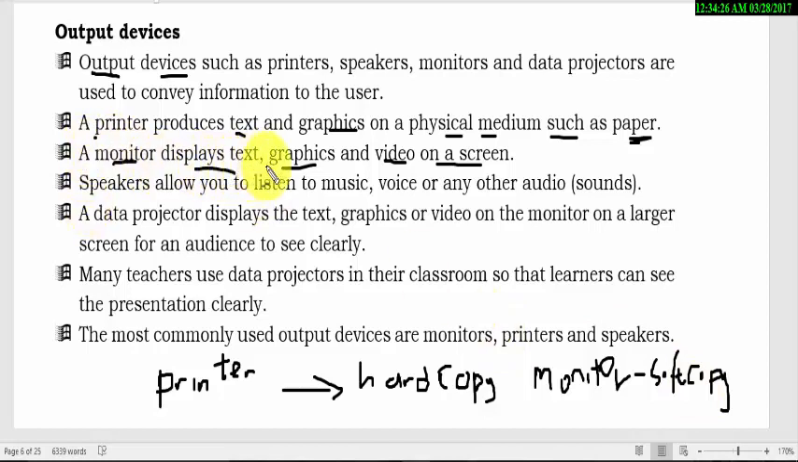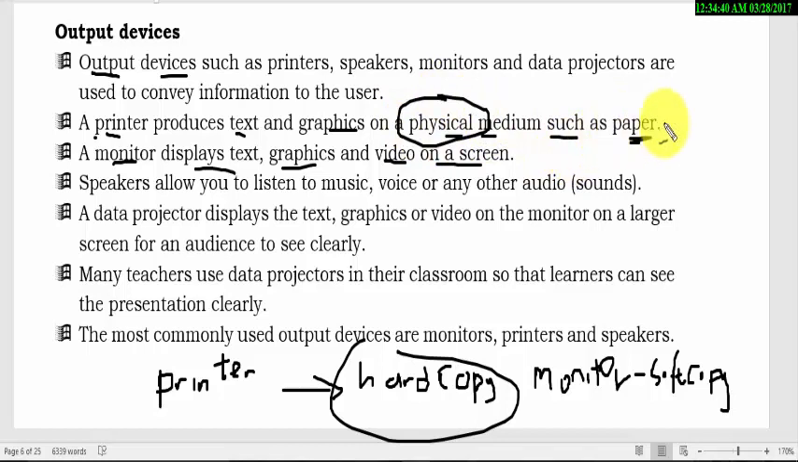A monitor displays text, graphics, and video on the screen. So a printer produces text and graphics, which is hard copy, on a physical media. Physical media means that we are able to see and touch, such as paper. A monitor displays. To display means to show. The monitor shows text, graphics, and video on the screen. So a video is a soft copy, and also the text on the screen are soft copies, unless they are printed out. Then speakers allow you to listen to music.